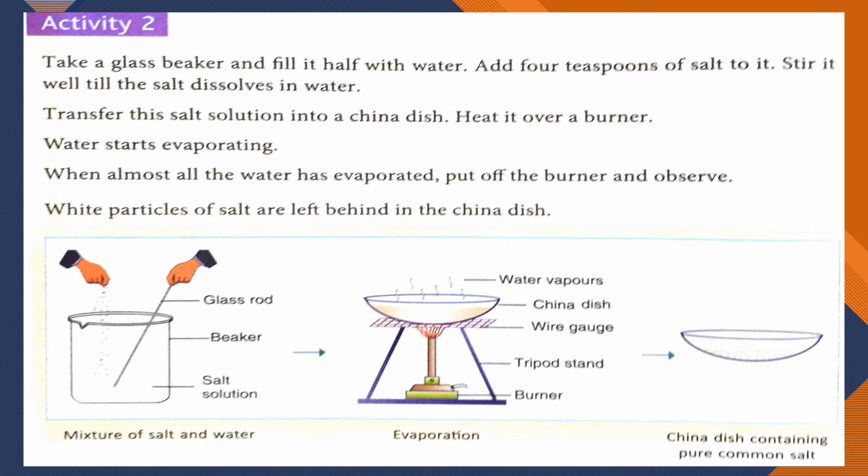This method is commonly used to obtain common salt that we use in our food from seawater. Seawater is collected in shallow beds dug near the sea. The heat of the sun helps in evaporating water, leaving behind the particles of salt.